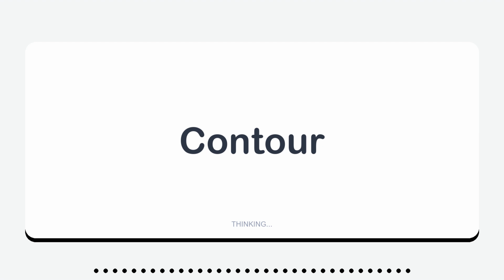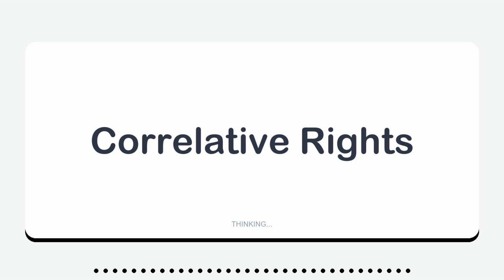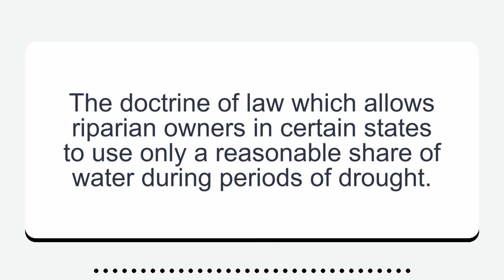Contour. The shape of the Earth's surface. Correlative rights. The doctrine of law which allows riparian owners in certain states to use only a reasonable share of water during periods of drought.